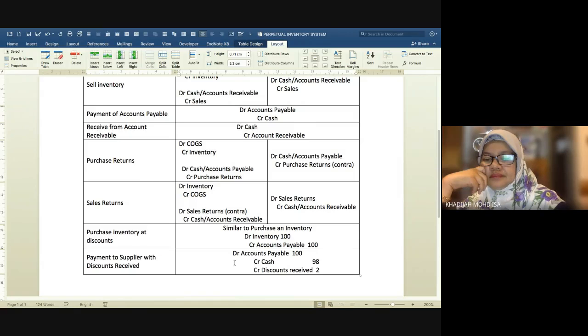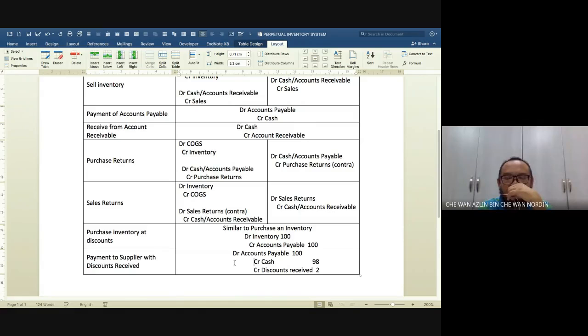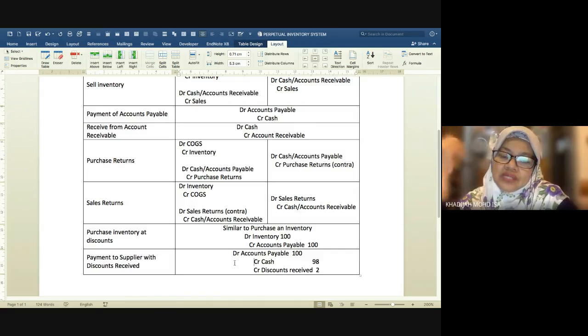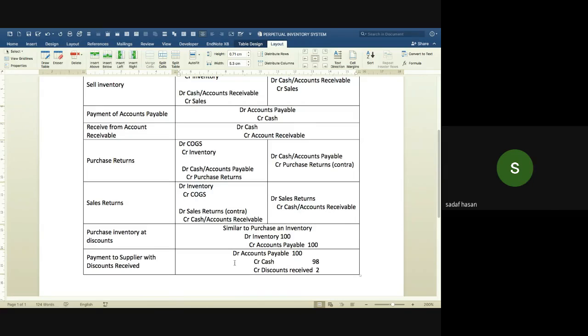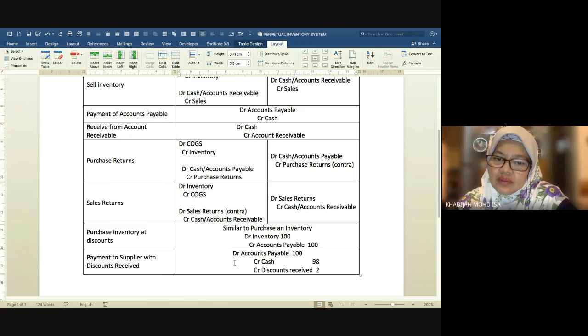Anyone? Again, the question: when you receive discount RM2 from your supplier, how do you see the discount? Is it an income or an expense to you?